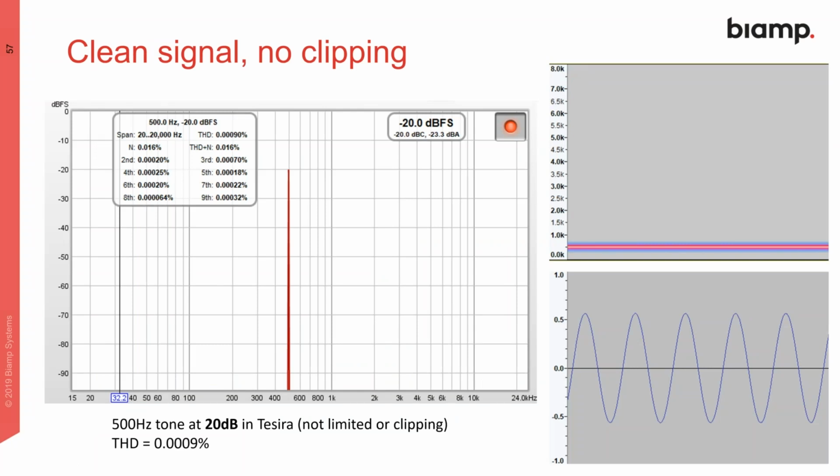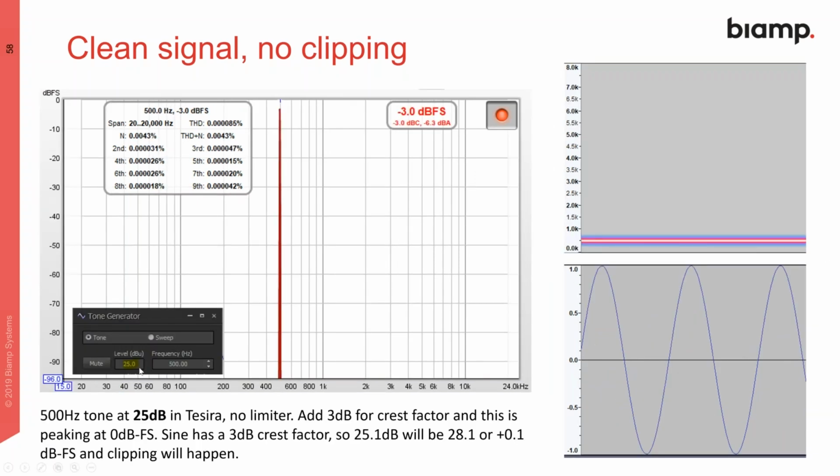Here is a 500 hertz tone played out in Tesira. This is it on the tone generator. It's playing at 20. So we're not clipping. We're nice and quiet. So this is at 1.0. That's a digital full scale up and down. So we're down not quite half, not quite 6 dB down. If we were at 19, we'd be 6 dB down.